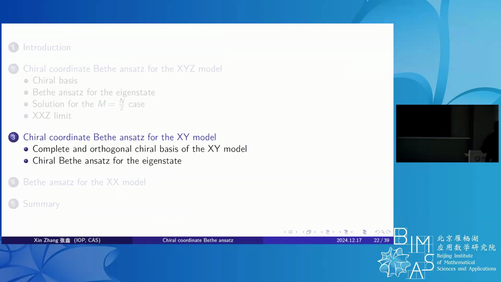Then this is one of our recent works about the XY model. We find it very interesting, because for the XY chain we can construct a complete and also orthogonal basis for the XY model. And then we proposed a chiral Bethe ansatz for the eigenstates and calculated some interesting properties like the correlations, one-point or two-point correlations.